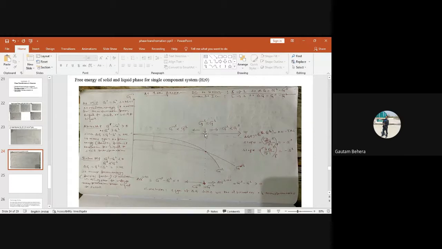Can you tell me why both phases are remaining now? Because both have the same free energy, right? The ice has the same free energy as the water. The free energy of the liquid phase is equal to the free energy of the solid phase. Is it okay?